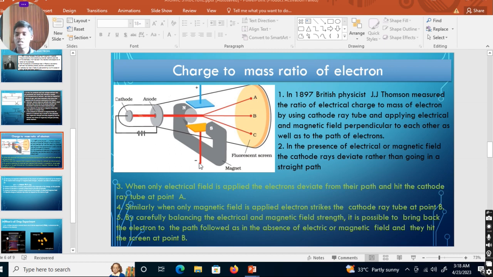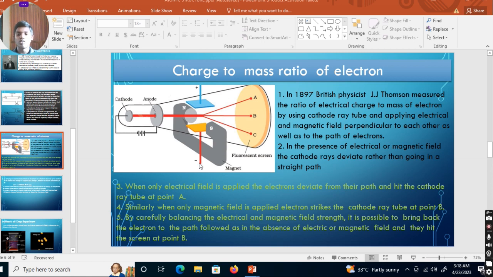Now, in the presence of an electrical or magnetic field, the cathode rays deviate rather than going in a straight path. We already discussed in the previous video that whenever there is no electric or magnetic field, the cathode ray particles travel in a straight line. But when we have applied any electric field or magnetic field, those cathode ray particles deviate.